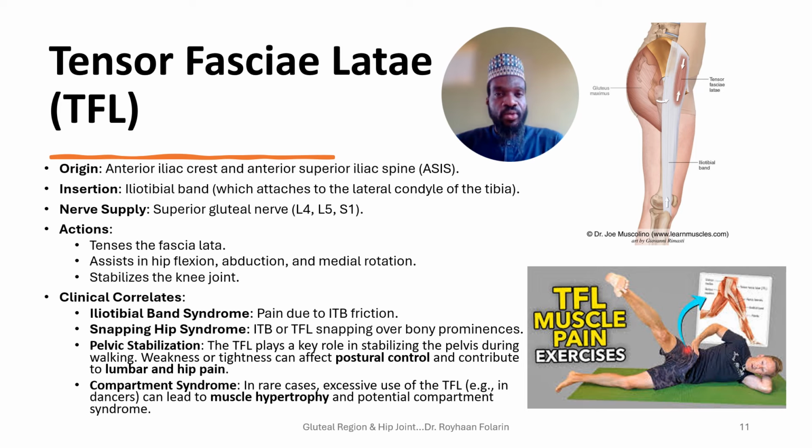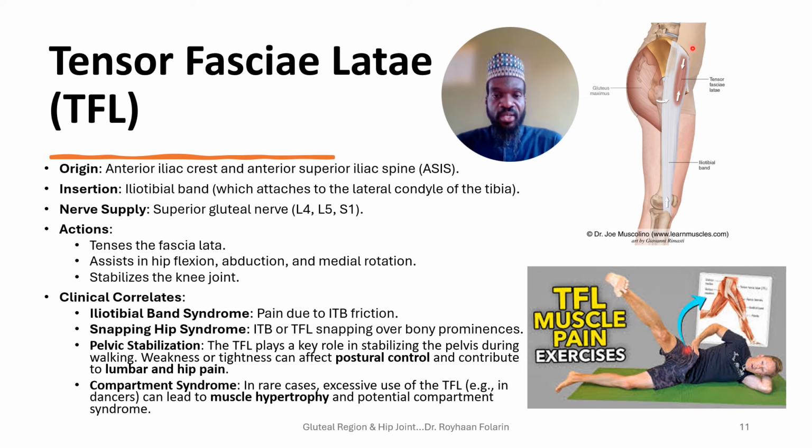Next is the tensor fasciae lata, which is a small muscle that is enclosed within the iliotibial tract, or it starts on it as well. It's referred to as originating from the anterior iliac crest and the anterior superior iliac spine. And then it inserts on the iliotibial band, which attaches to the lateral condyle of the tibia down here.